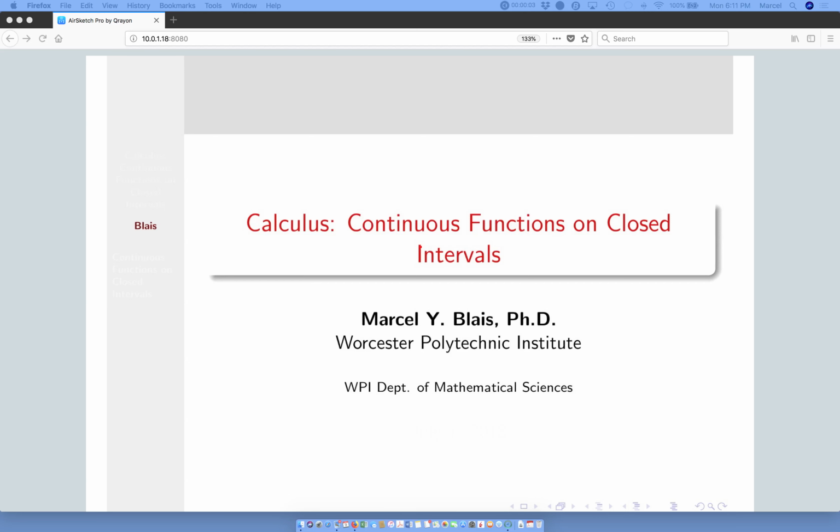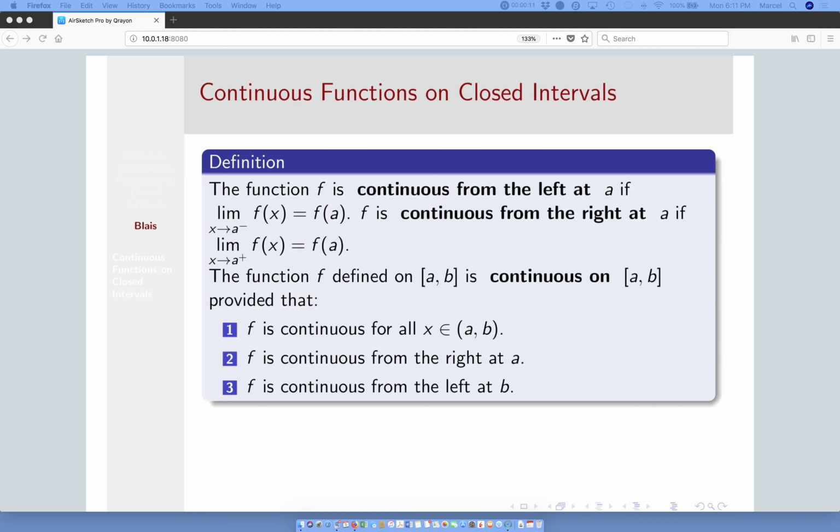So we're going to look at this concept of continuous functions on closed intervals. The first thing we need is the definition for one-sided continuity. So let's start out with a picture. And let's think about x equals a. And we want to think about what it means if we're continuous, but only coming from the left side.